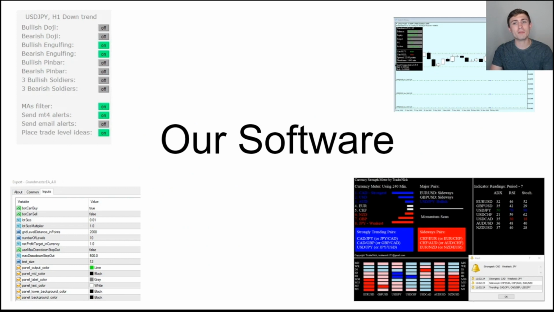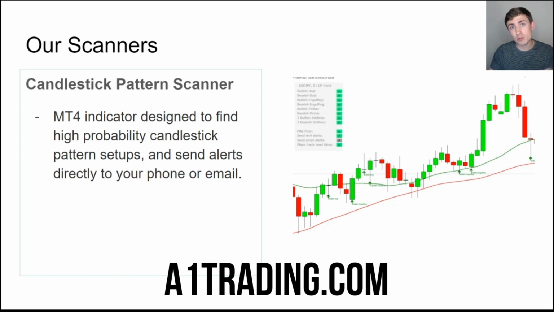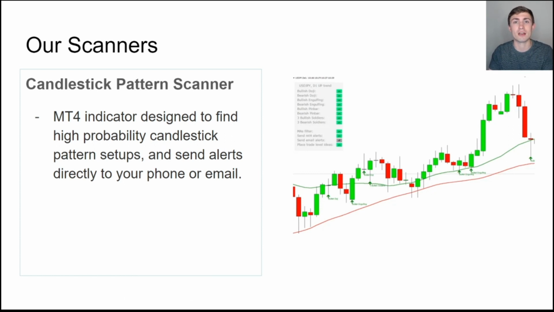So we'll just talk briefly about some of our software tools. We have the candlestick pattern scanner. This is a tool that we developed to find things like dojis, engulfing candles, pin bars, and three-bar soldiers, right? All that sort of stuff. We've had that requested by a lot of our viewers, and we've decided to make those software tools available. All of these tools are available on our website. You can go to a1trading.com, I believe it's software tools, but at the very least, a1trading.com, and just click the software button. You can see the different software we have available.